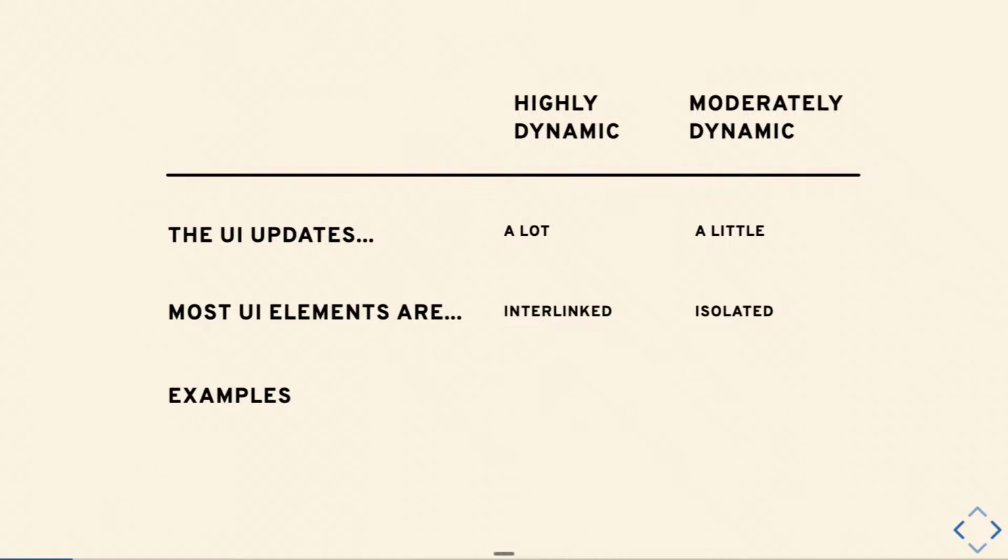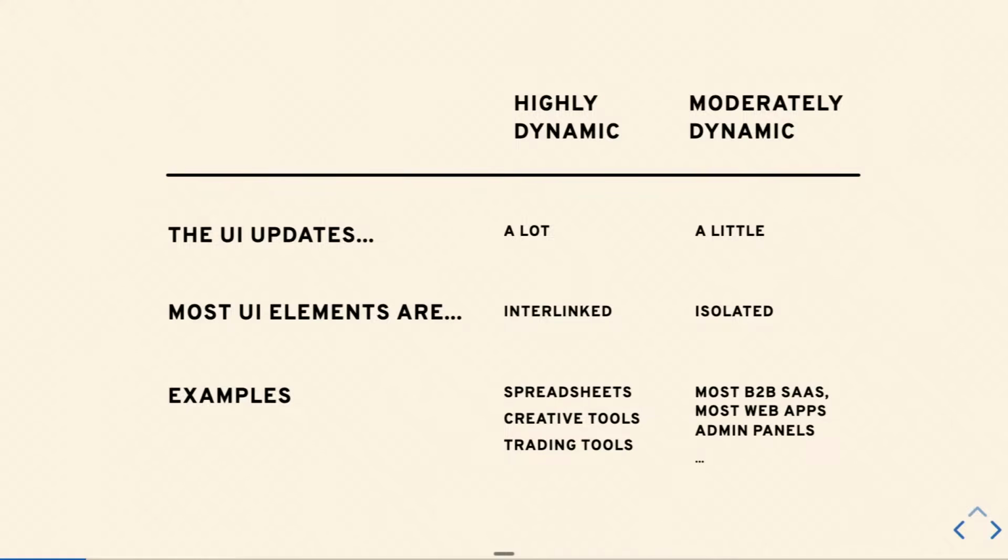My particular definition is that in a moderately dynamic web app, the UI updates a little. In a highly dynamic one, the UI is constantly updating, and in moderately dynamic, you have isolated UI components, whereas with highly dynamic, you've got interlinked or interconnected components. Examples of highly dynamic apps would be Google Sheets, spreadsheets, creative tools. Moderately dynamic would be, honestly, I think 70 to 80% of most software that web developers work on today.